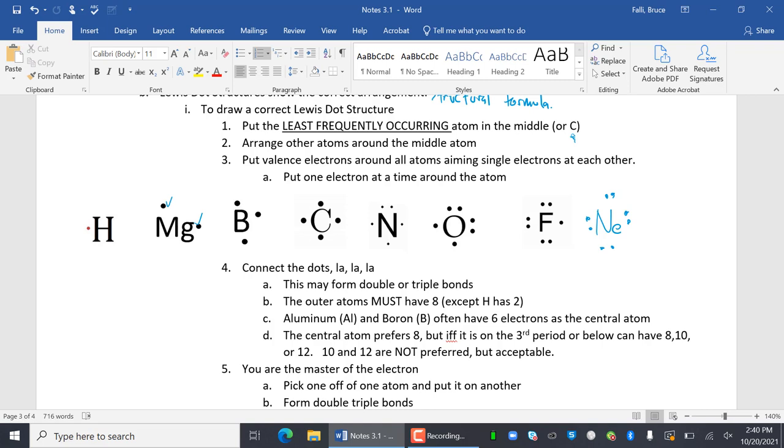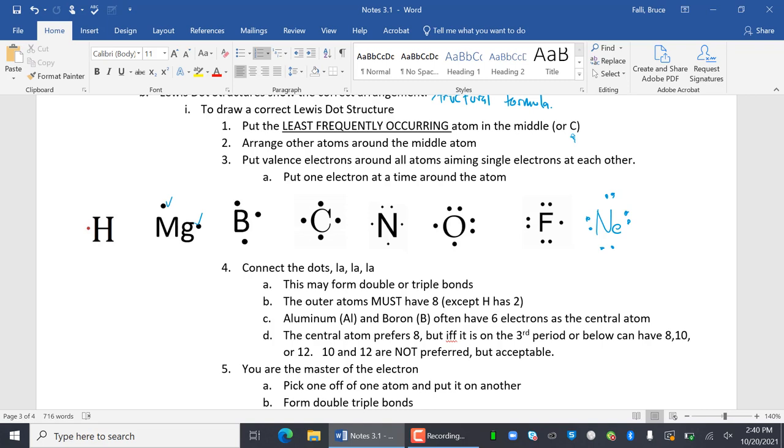So once we've got all these dots, I like to sing a song from Pee Wee's Playhouse called Connect the Dots, la, la, la. All right, so this may form double or triple bonds. Whoa, when I connect the dots.